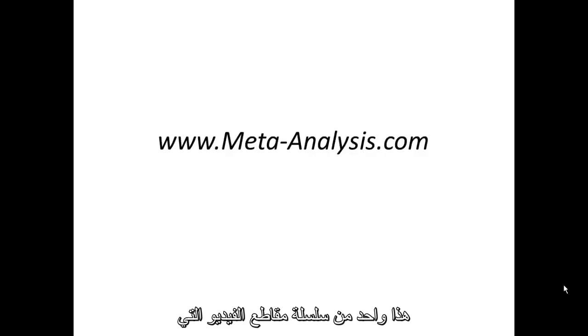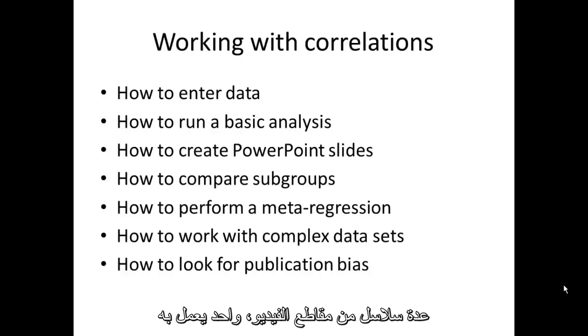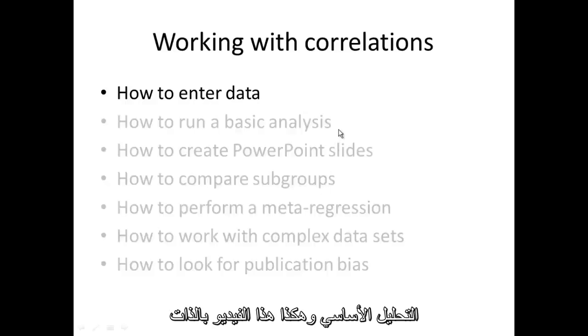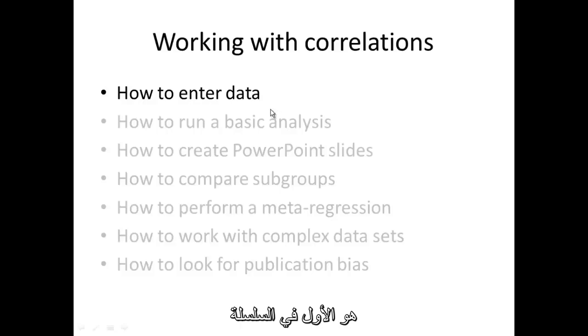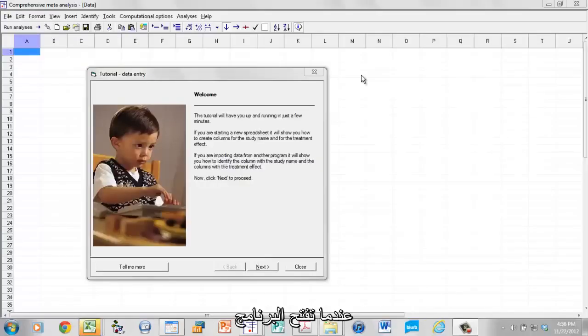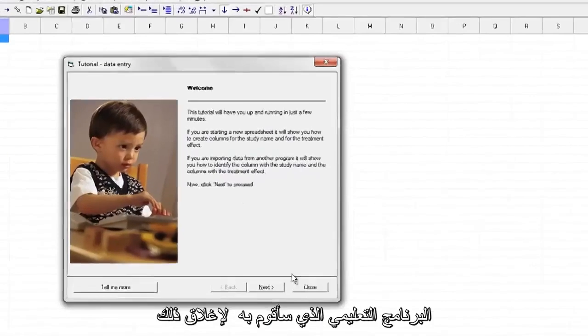This is one in a series of videos that explain how to use the program Comprehensive Meta-Analysis. We have several series of videos. One works with means, one works with proportions, and this one works with correlations. Within each series there are videos that show you how to enter data, how to run a basic analysis, and so on. This particular video is the first in the series, and it tells you how to enter data into the program.